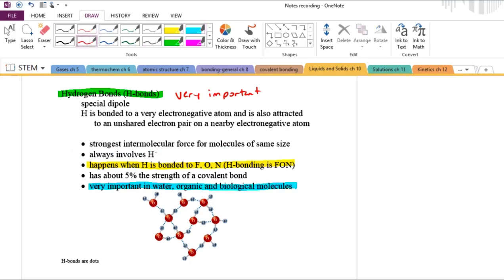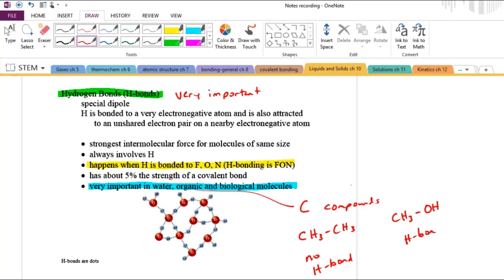So to remind you, organic means carbon compounds. And we're going to look at things like this molecule has no hydrogen bonds, whereas this molecule that has about the same molar mass can hydrogen bond. So when we are deciding whether something is a stronger or weaker intermolecular force, we need to look at molecules of approximately the same size.